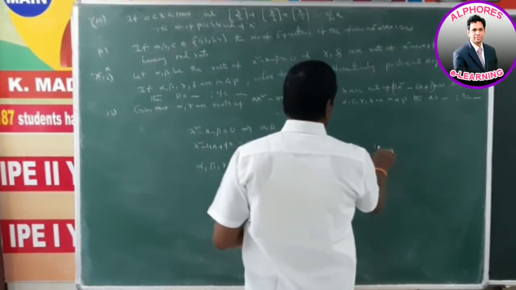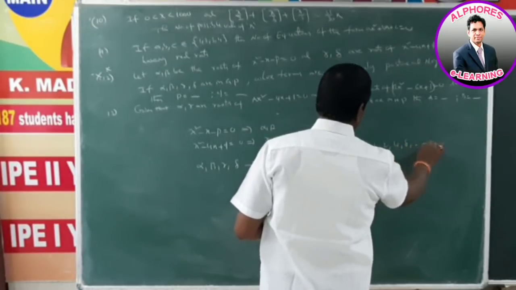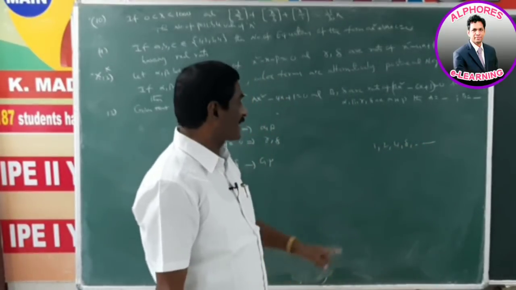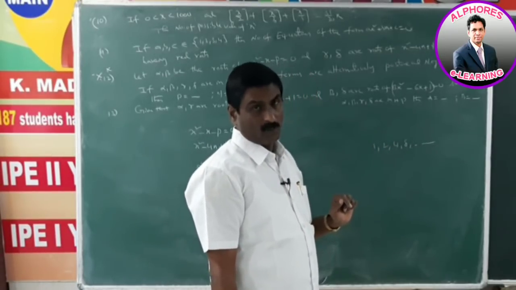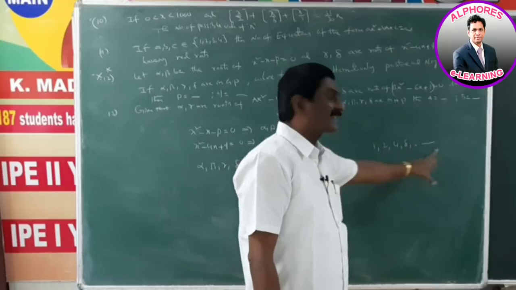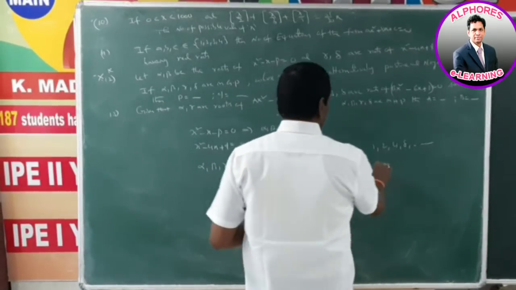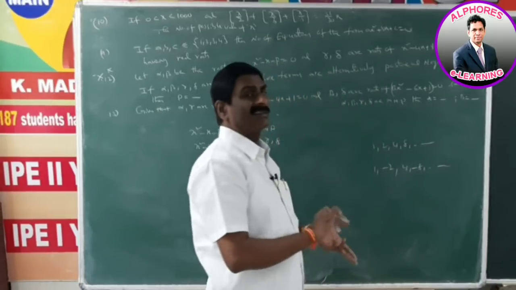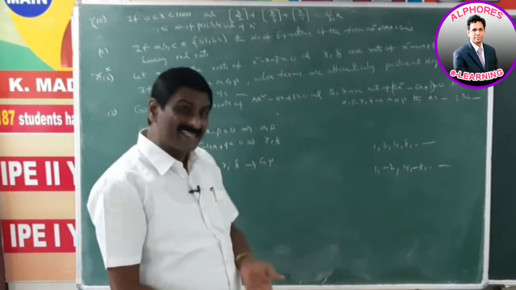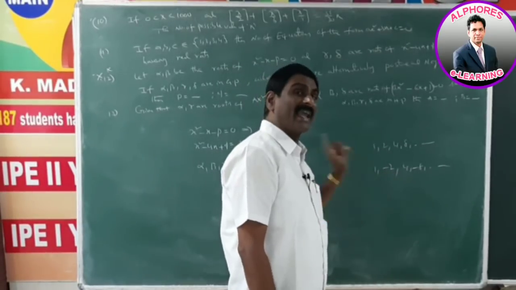Suppose 1, 2, 4, 8 is the GP. In this case the common ratio is 2, which is positive, so all the terms have the same sign. Suppose the GP is in this way: 1, −2, 4, −8. In this case the terms are alternately positive and negative, and the common ratio is negative.